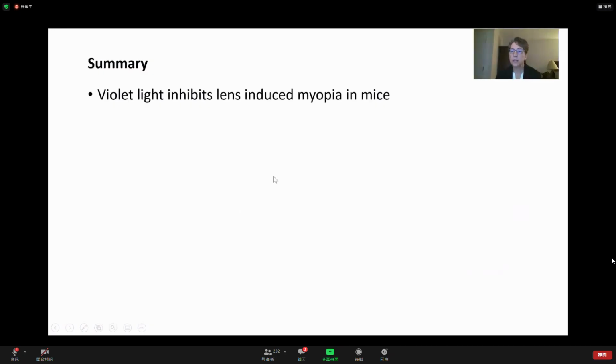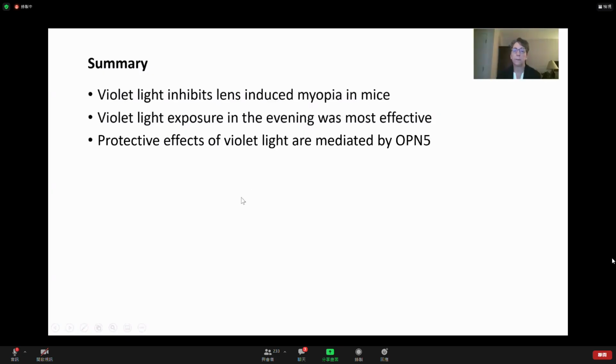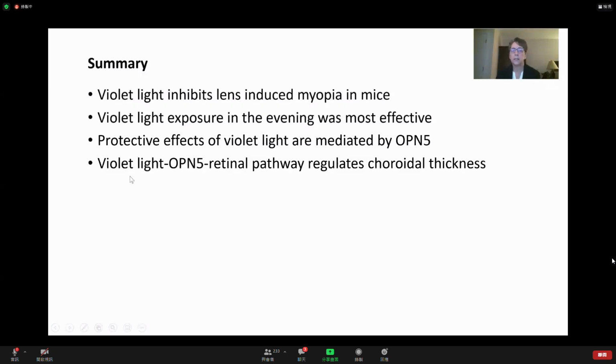So in summary, violet light inhibits lens-induced myopia in mice. The violet light exposure in the evening was most effective. And the protective effects of violet light appear to be mediated by OPN5. And in fact, this violet light OPN5 retinal pathway regulated choroidal thickness.